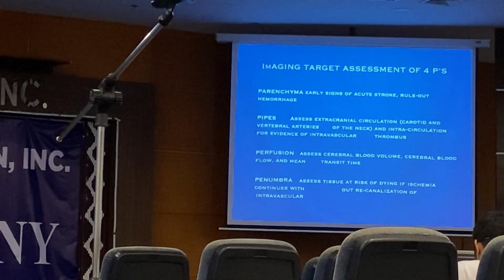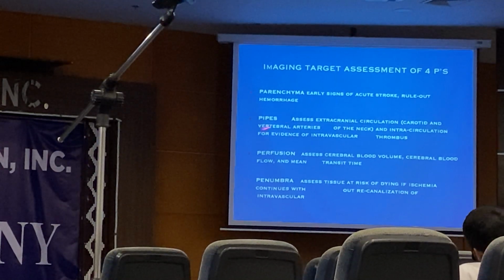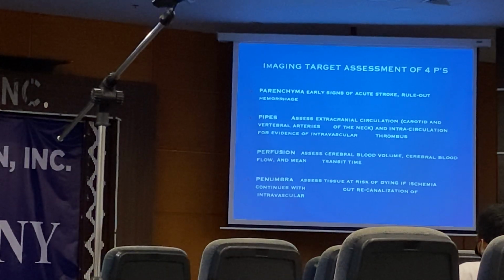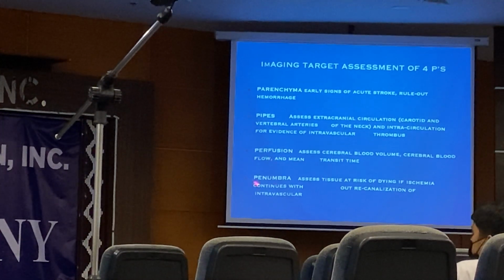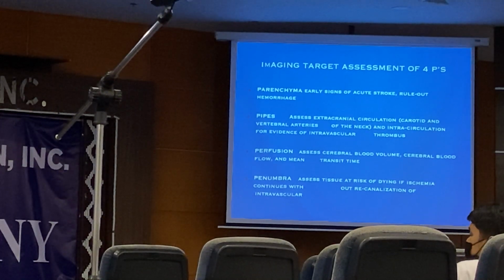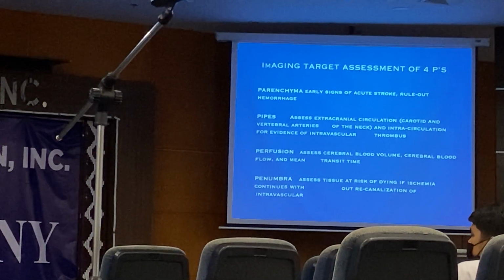So what we try to look at in the CT scan are the 4 Ps: the parenchyma, the pipes, to assess whether it's a large vessel occlusion, perfusion, where we do a perfusion study, and penumbra. What is penumbra? The salvageable portion of the brain. It is ischemic, and the core area is usually the necrotic area or the dead portion. But if it's more than 40% or 60%, we don't do intervention.